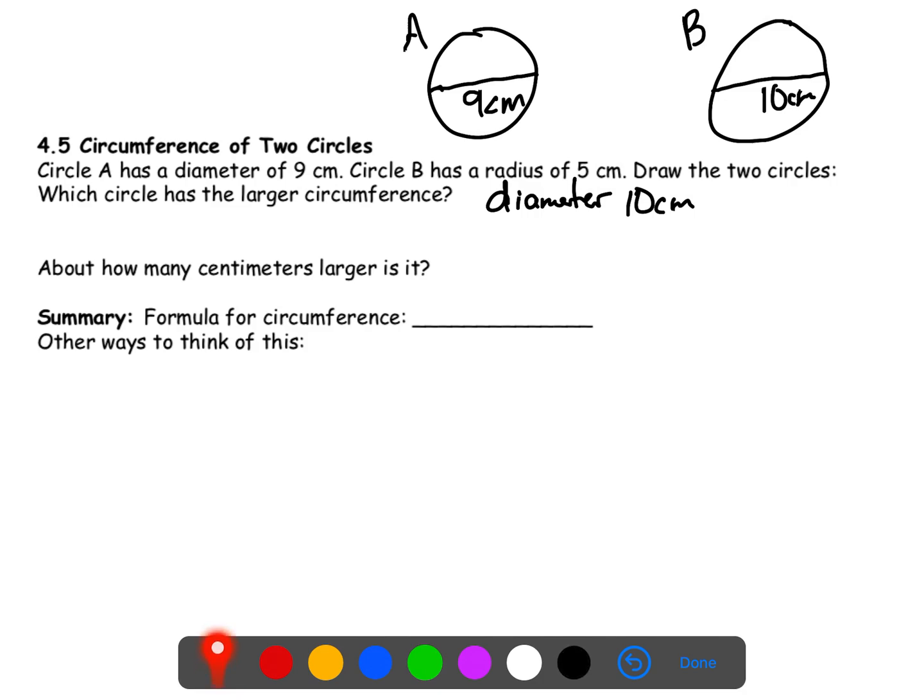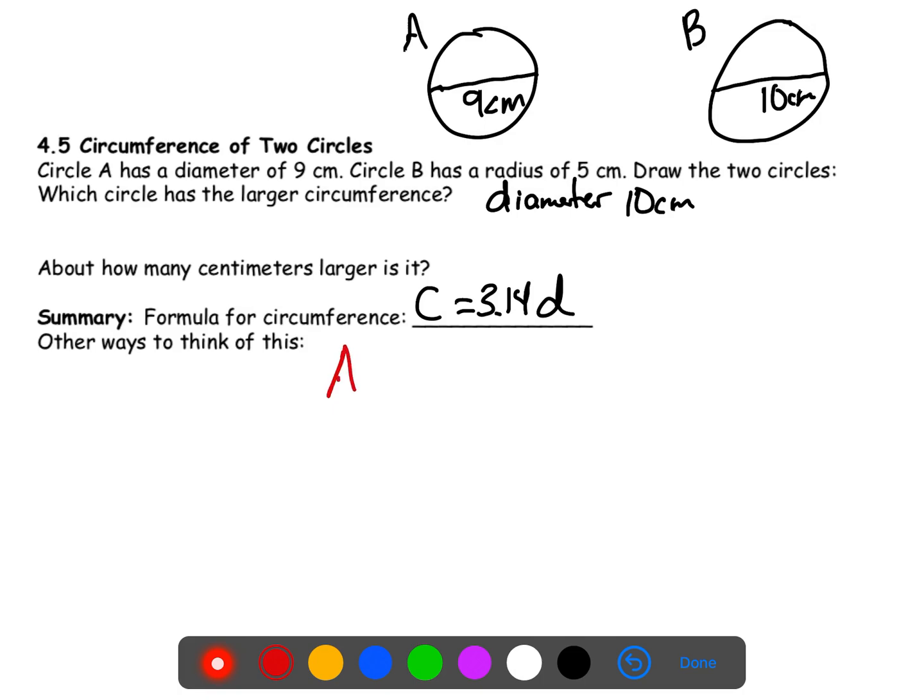All right, so being that circle B has a larger diameter, its circumference is also going to have to be larger just based on our proportional relationship. The larger the diameter, the larger the circle's circumference is going to be. So now we need to know exactly, or actually it says about how many centimeters larger is it? We're going to have to find the circumference of our two circles using our formula, or our equation. Remember, that's circumference equals pi, or 3.14, times the diameter. So let's do some calculating.